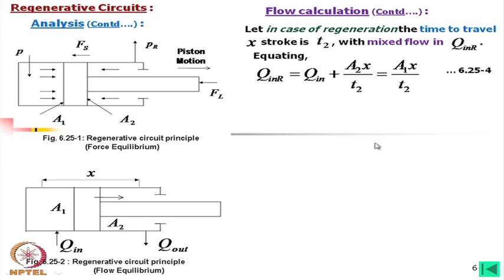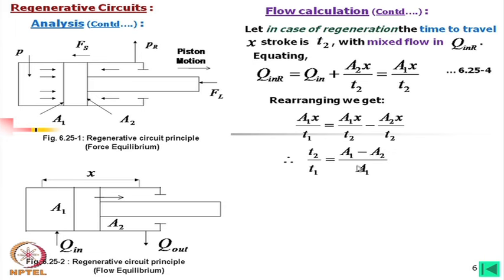This is a very simple equation, but if we now equate for this area and time, what we find is that q in equals A1 x by t2, which is equal to A1 x by t1 plus A2 x by t2, that is, A1 x by t2 minus A2 x by t1. So, this is coming from equation 6.25.3. So, this must be q in there.